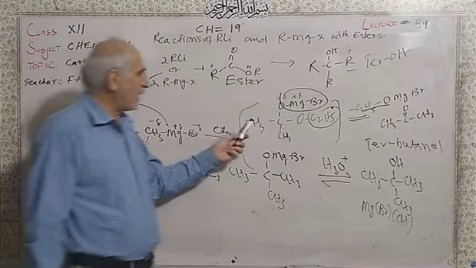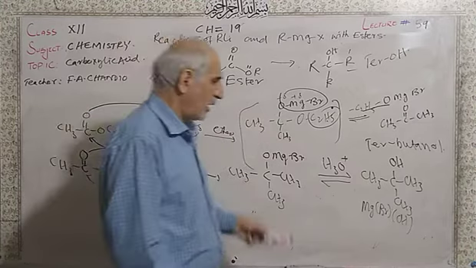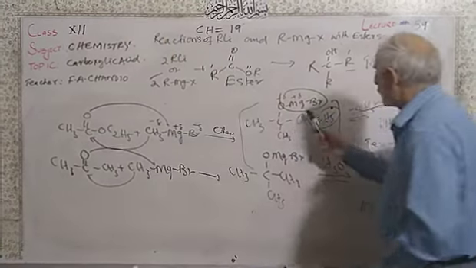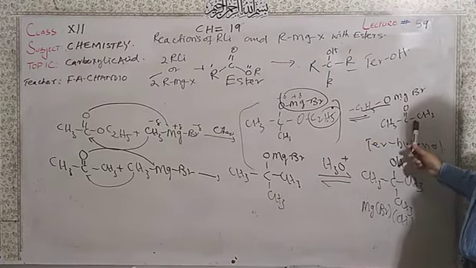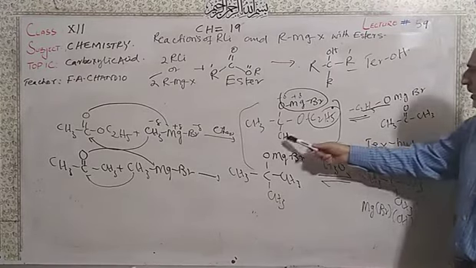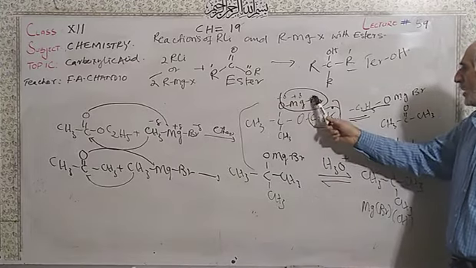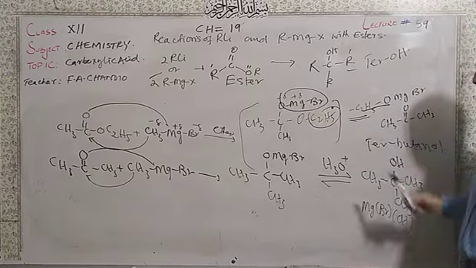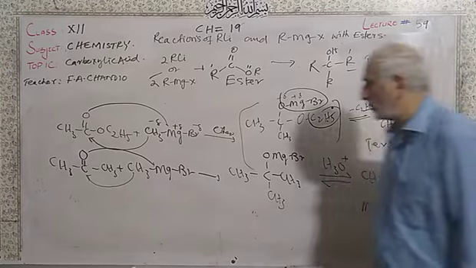So you will get a tetrahedral intermediate complex. After the breakdown of this tetrahedral intermediate complex, you will get the ketone. This is the ketone; acetone is going to be formed, CH3COCH3, and ethoxy magnesium bromide is also formed.